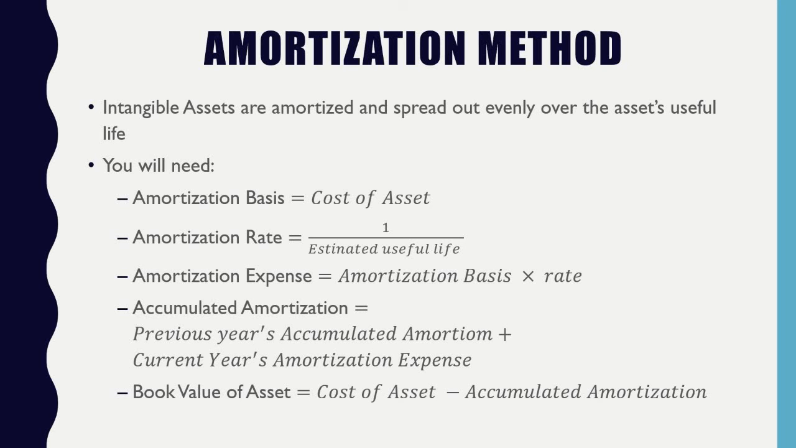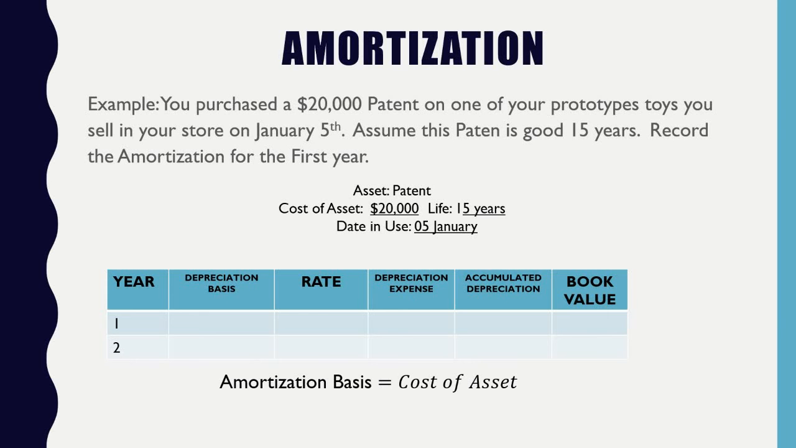So once again, it's identical to straight line, except you just don't have one component, and that's the salvage value. You are expected to amortize it all the way to 0 because it has an expiration date. There's no salvage value or life at the end of it. Every time you renew it, you have a brand new life, and you're going to have to start all over. So let's go ahead and dive into the example here.